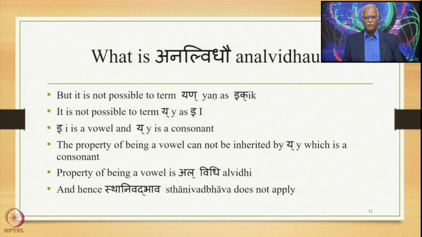Now, the property of being a vowel is a property which is based on the individual property of the individual sound. It is an al-vidhi, and hence Sthanivat Bhava does not apply. That is the overall impact of Anal Vidhau. So, Sthanivat Bhava does not apply in case of an al-vidhi. Except al-vidhi, Sthanivat Bhava can apply. Just as E is part of the Purvapada, Y also is part of the Purvapada.